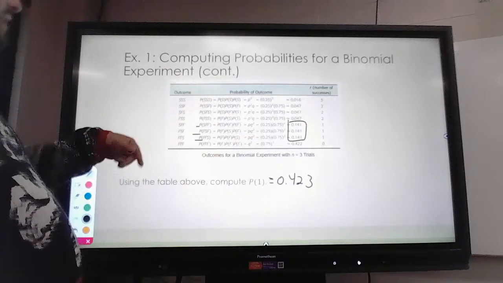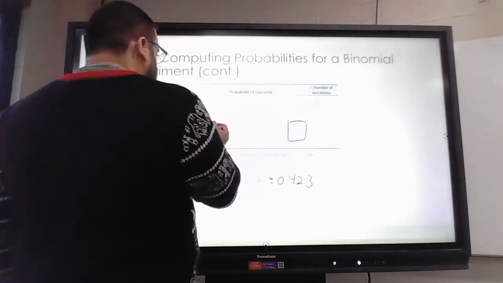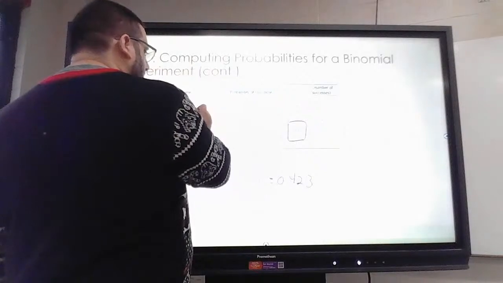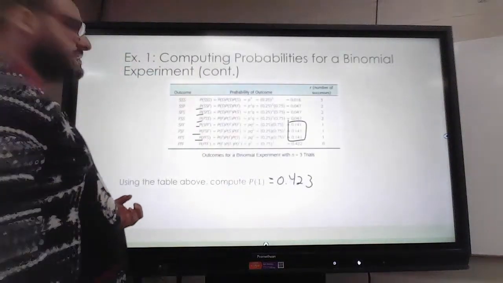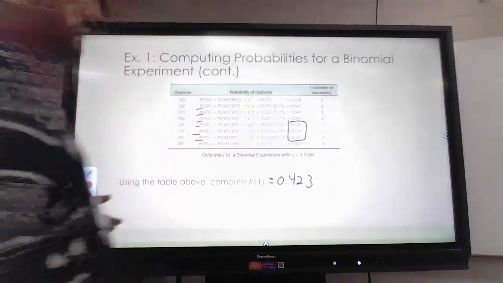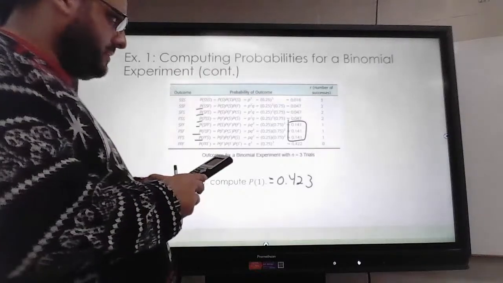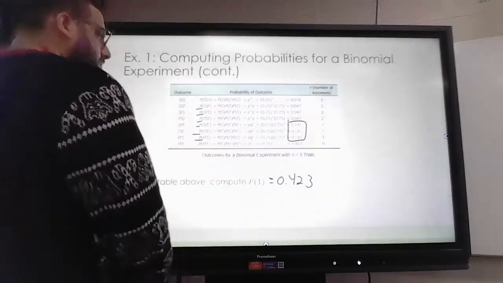And I would do the same thing for P of 2, right? To get 2 correct answers, I either need to have this, this, or this. And again, since these are mutually exclusive, I just add all of these up. And that gives me what? I'll just type it in my calculator. 0.047 times 3, that's 0.141.